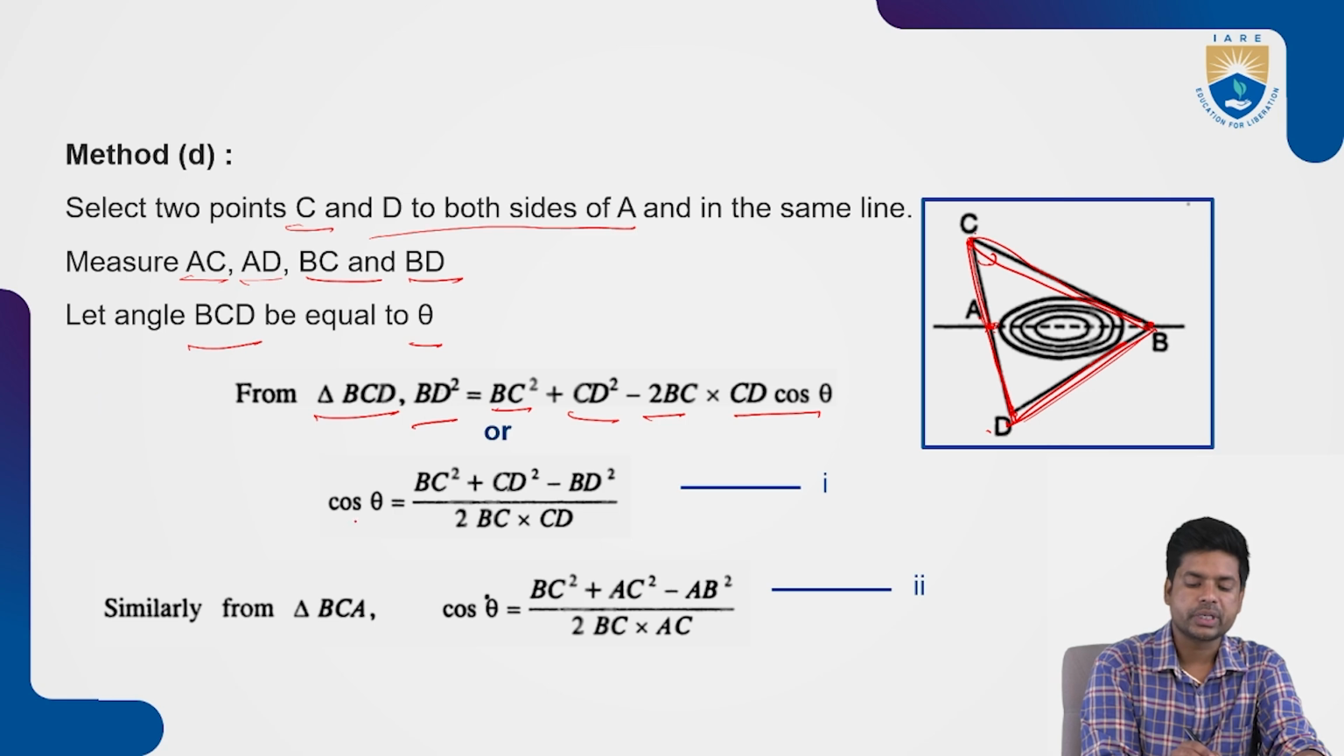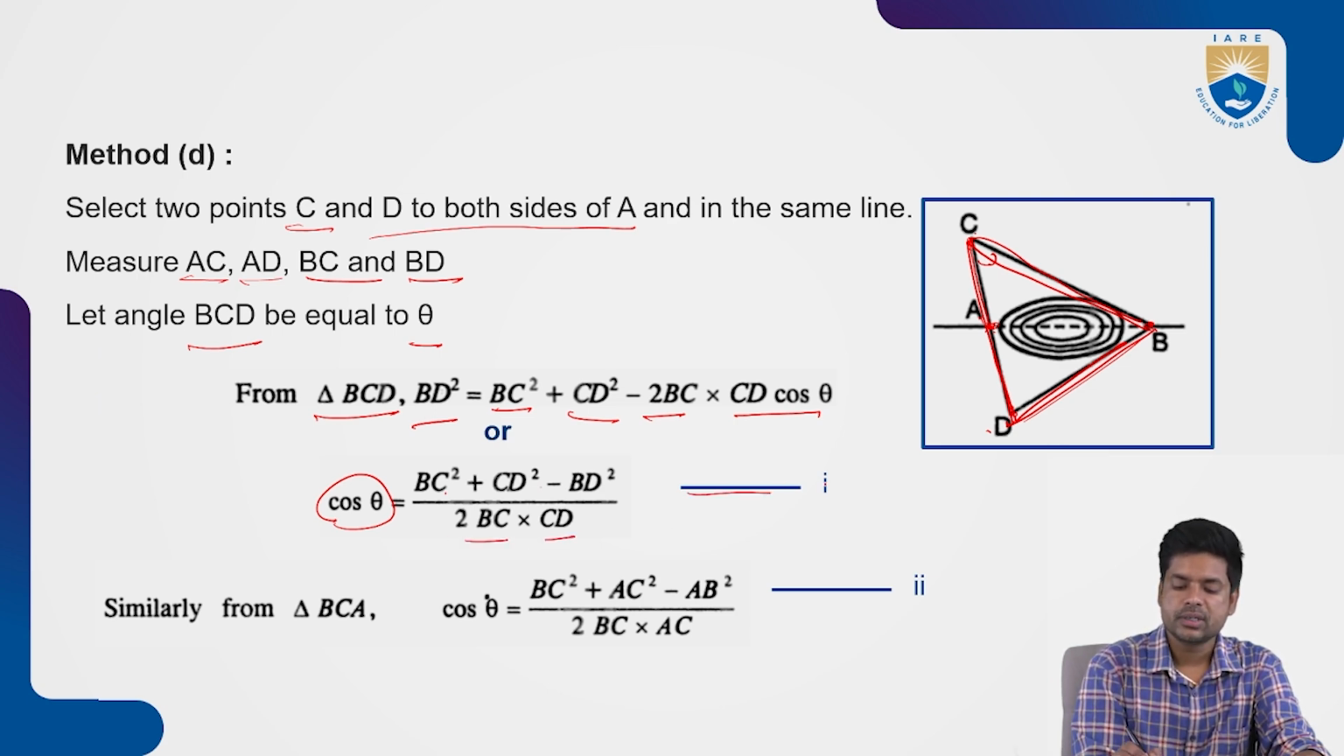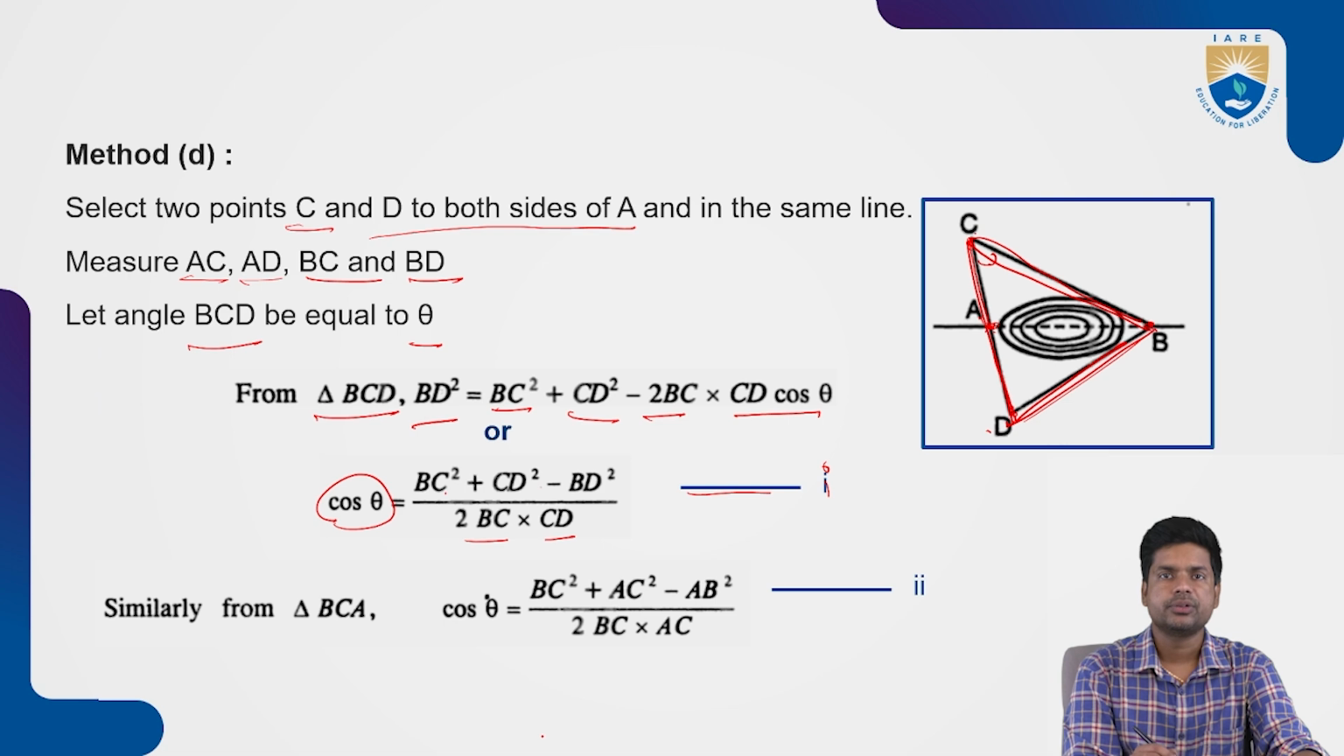From this you can write cos theta. We can find out the angle: BC square plus CD square minus BD square, by 2BC into CD. Assume it as the first equation. Mark it as the first equation.